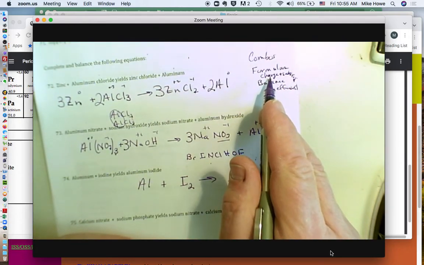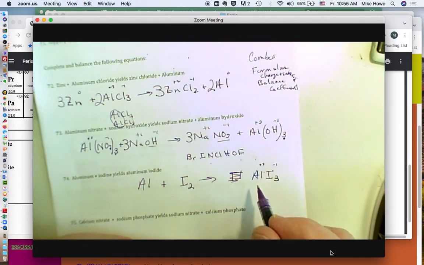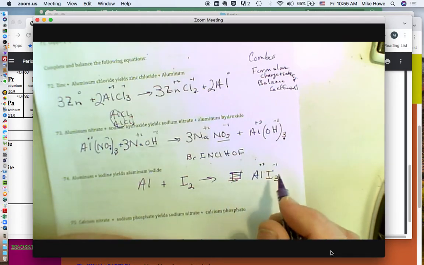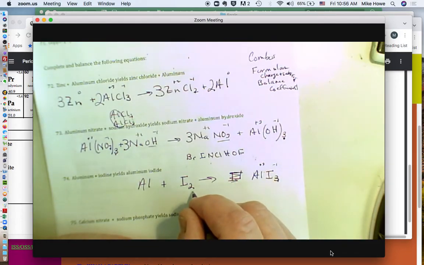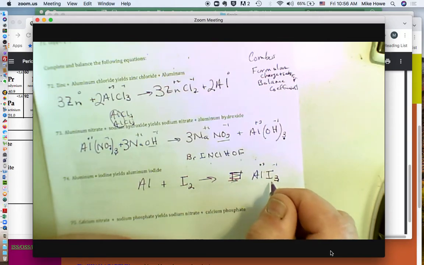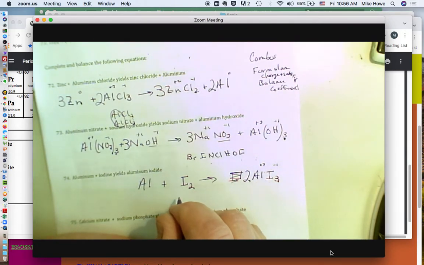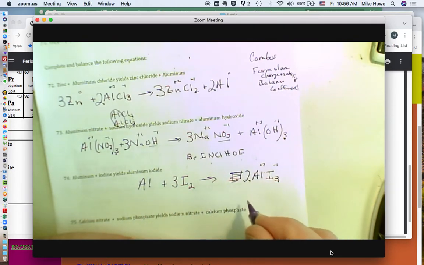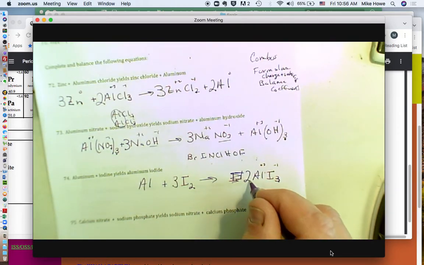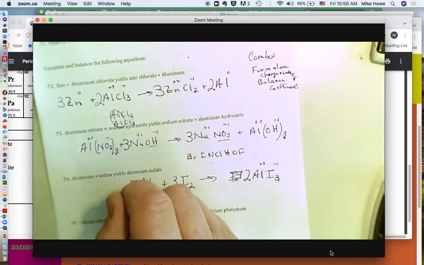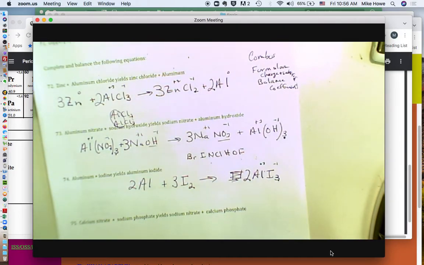Remember the 3 steps, formulas. Third step is balanced using coefficients. So what's uneven? Oh, it's the I's. So how many I's are here? 3. How many is here? 2. Common multiple? 6. What do I multiply by? 2. What do I multiply by? Now the iodines are even, but by putting this 2 here, I made 2 aluminum, so I also have to put a 2 over there, and then we're finished.